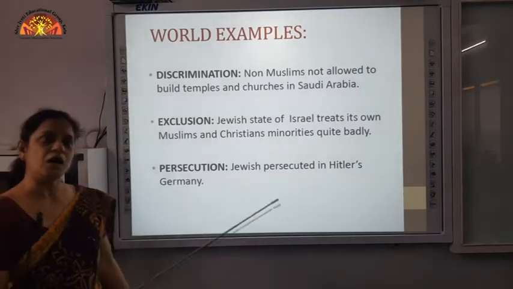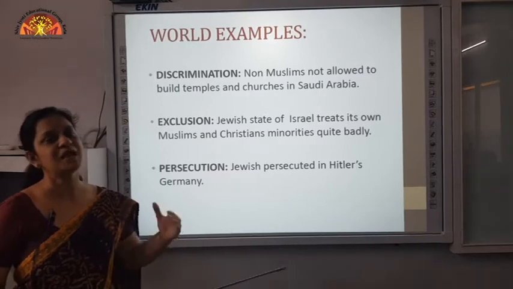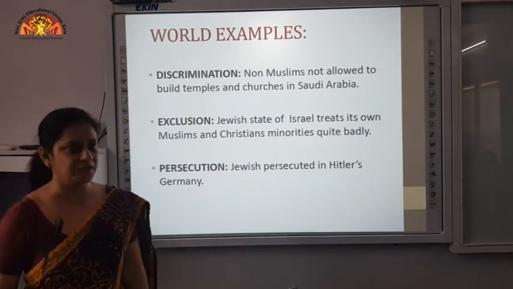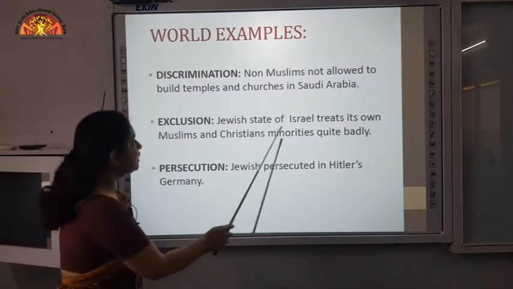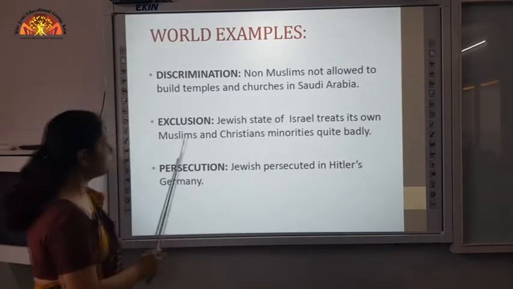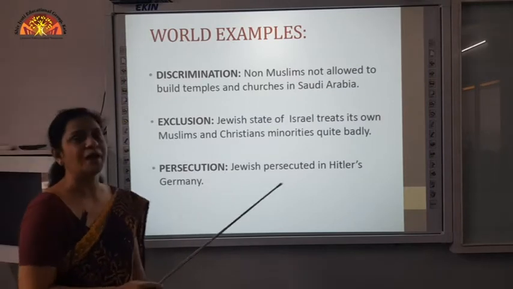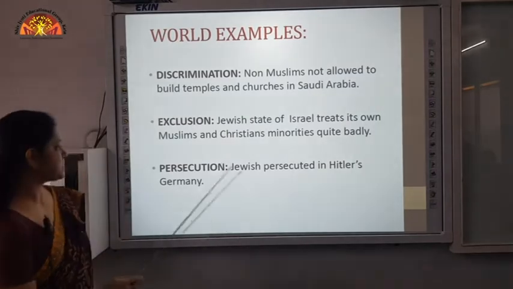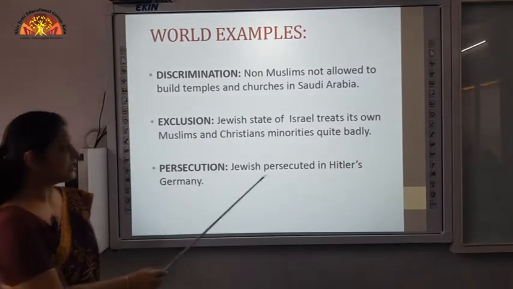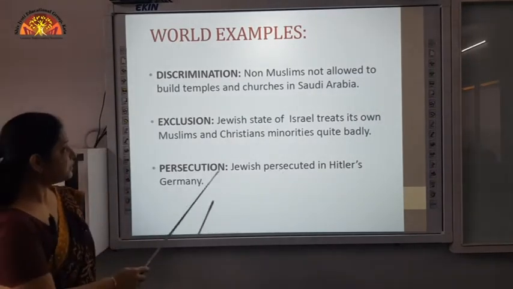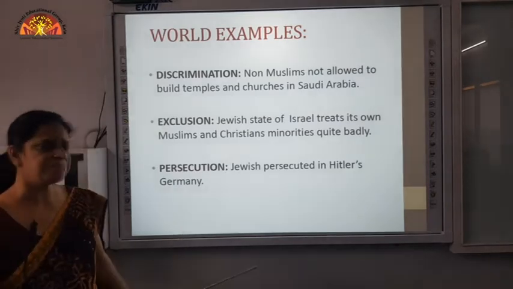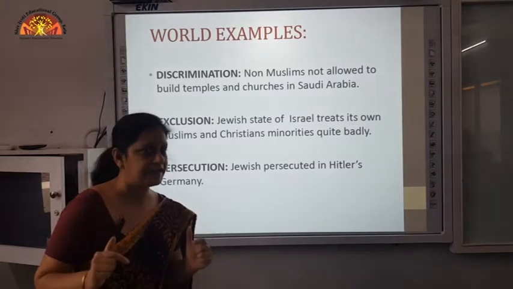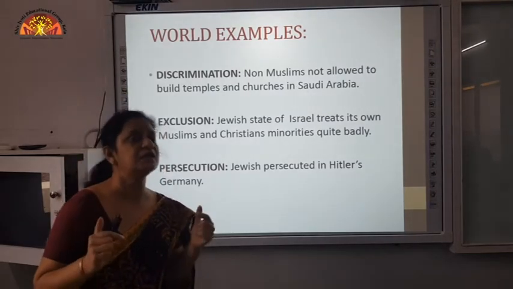Exclusion: being a part of that nation, you are being excluded from the society. Why so? Because you belong to minorities. Like in Israel, the Jewish state treats its own Muslim and Christian minorities quite badly. They are excluded from the mainstream. Last is persecution. During Hitler's rule, the Jews were persecuted in Germany. Numerous Jewish persons were persecuted at that time. We are talking about Hitler's rule.